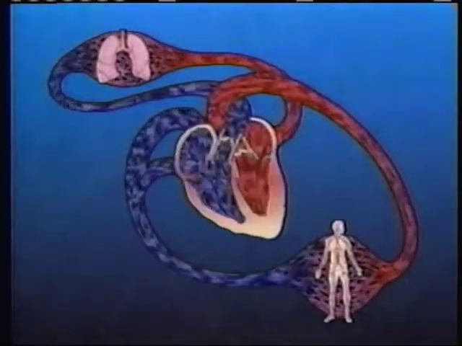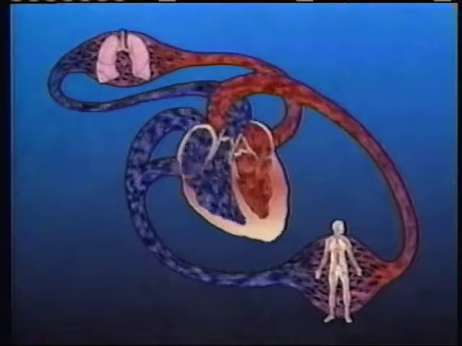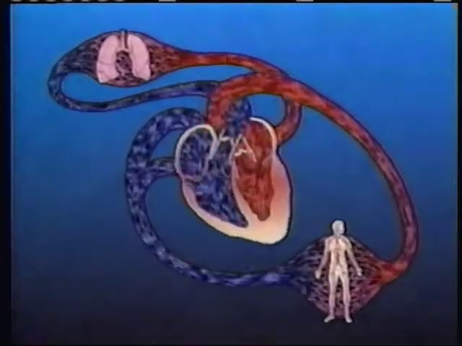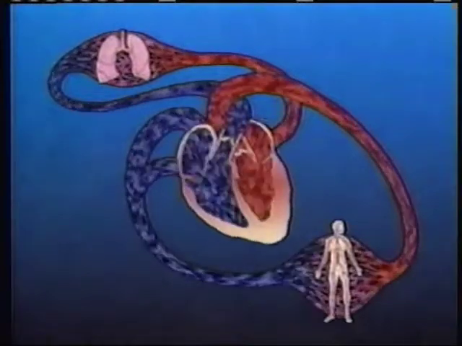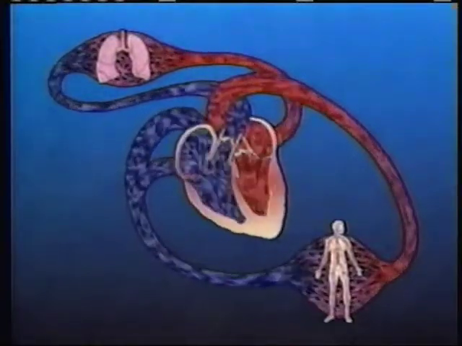During the normal cardiac cycle of relaxation and contraction of the myocardium, both atria contract simultaneously and then relax while both ventricles contract concurrently.